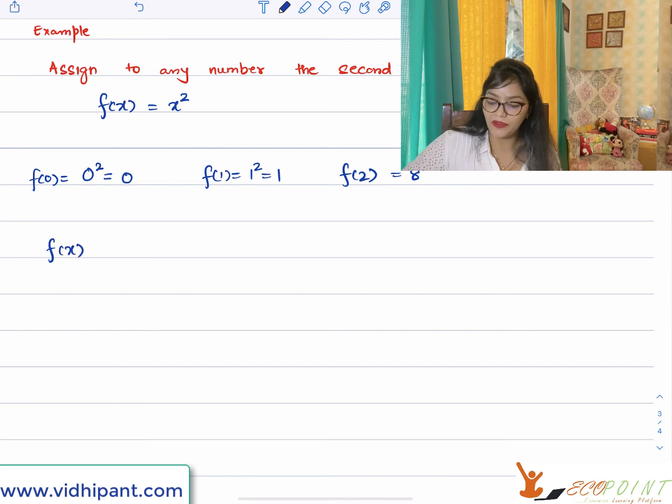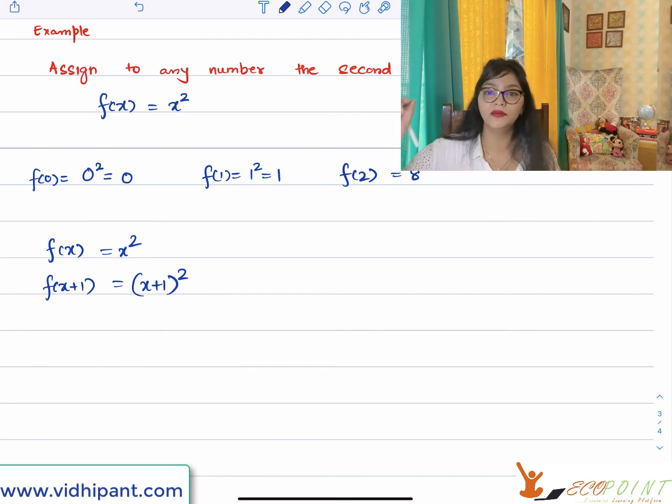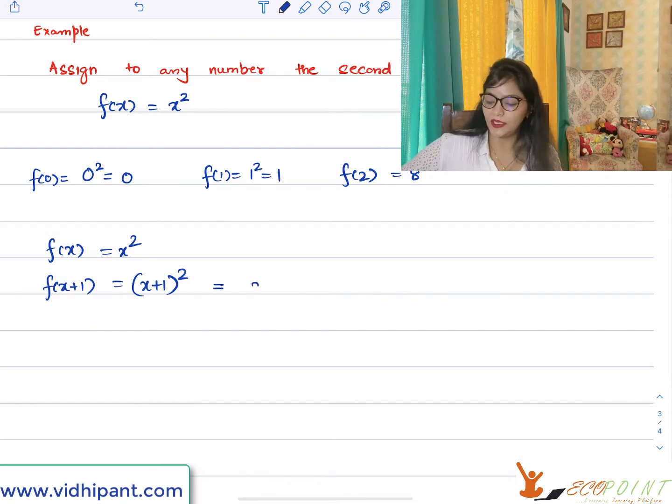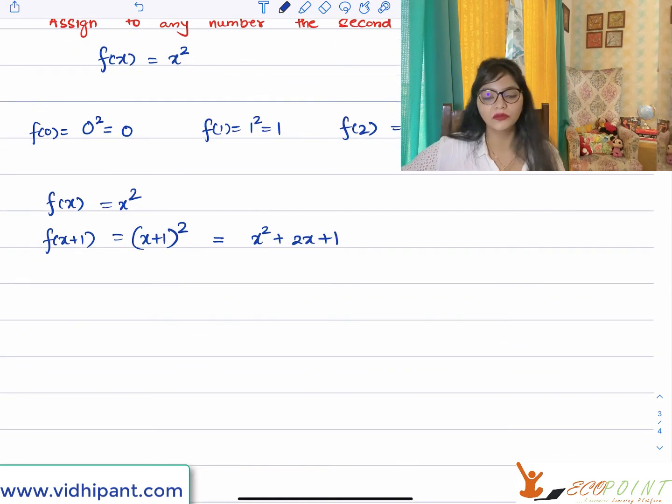Similarly, f of x is x square, then f of x plus 1 will be x plus 1 whole square. So your input is x plus 1. Your input is x plus 1, okay? So it's going to be different from x square plus 1. Your input is x plus 1, and this will be x square plus 2x plus 1, okay? So that's what a functional notation of any function is.